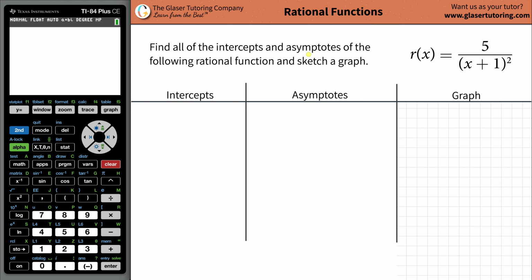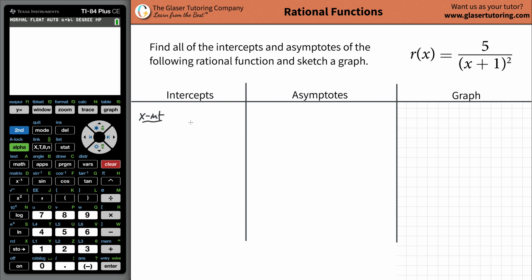I'm Andrew. Today I'd like to teach you how to find the intercepts and the asymptotes of the following rational function, 5 divided by x plus 1 squared, and we're also going to sketch a little graph. So how do we do this? Just give me 2 minutes. Okay. So what we're going to do is the x-intercept first.